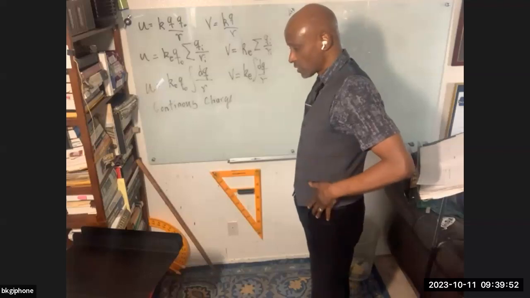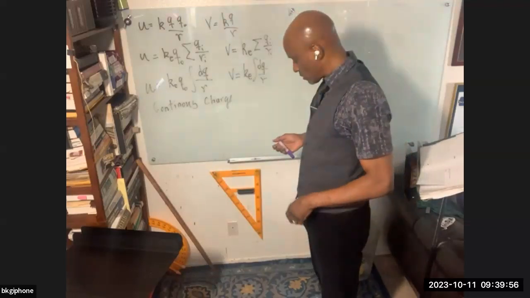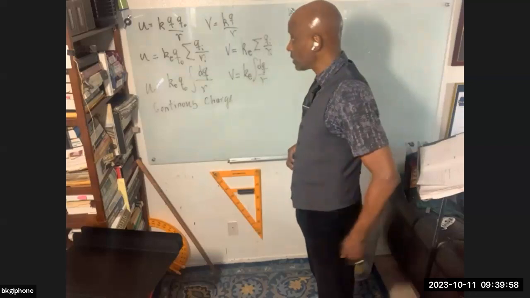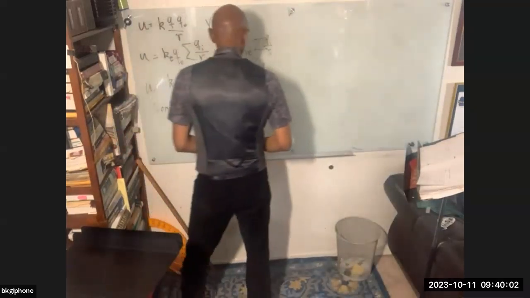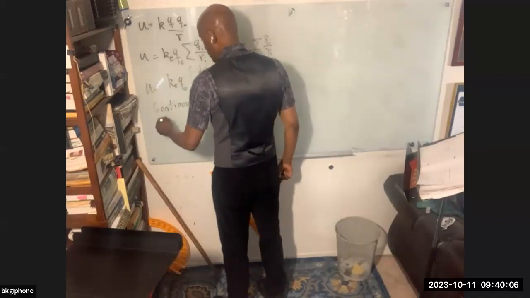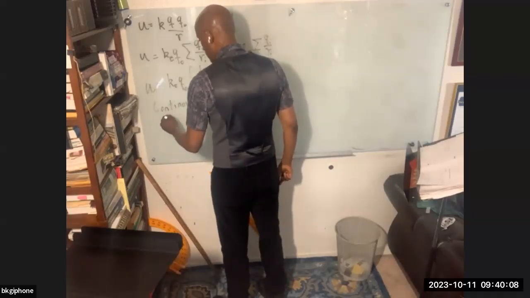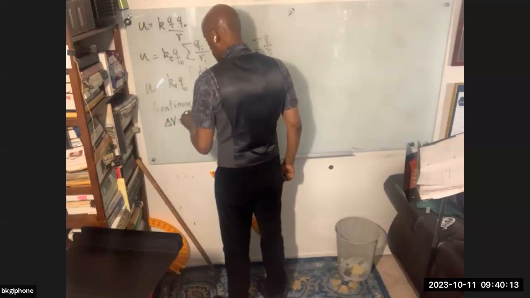That is to say, for point charges, the definition was, when we define potential, we said that delta V is equal to delta U over Q naught.